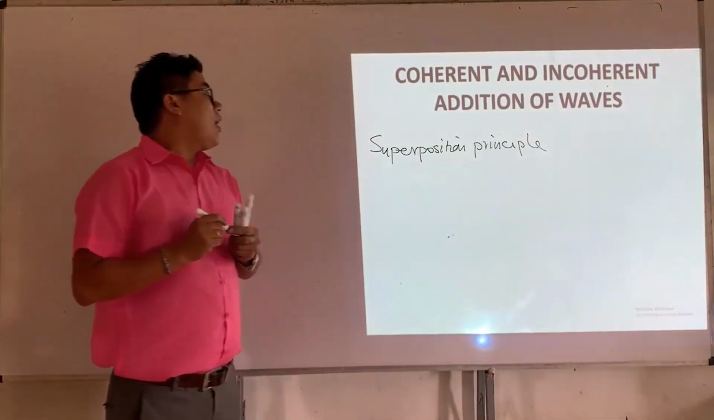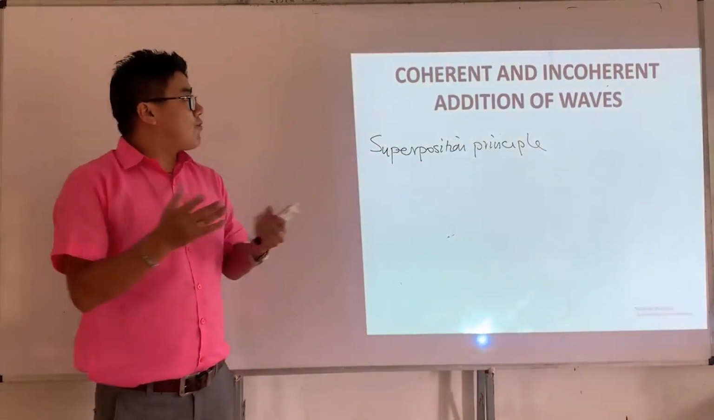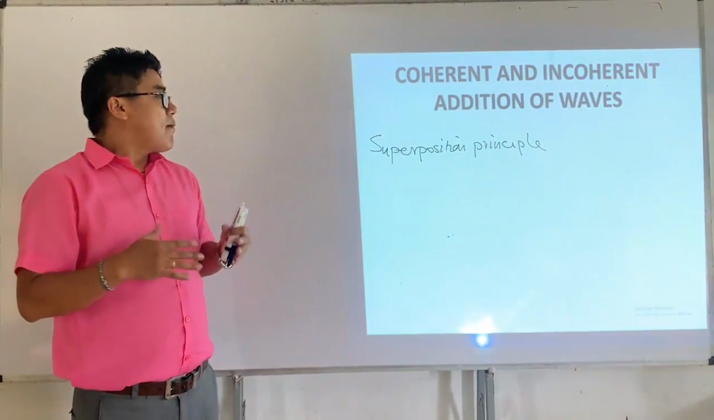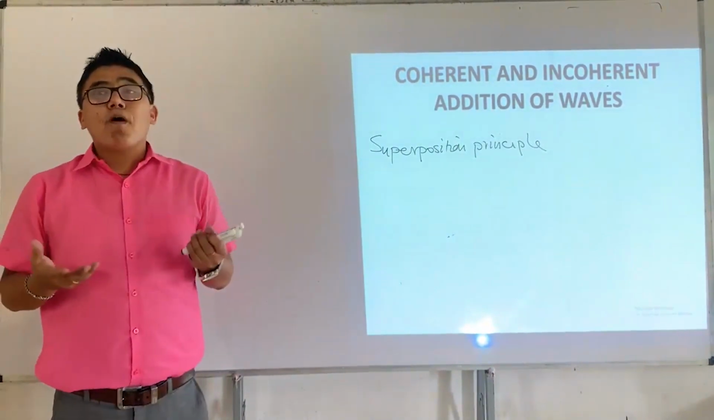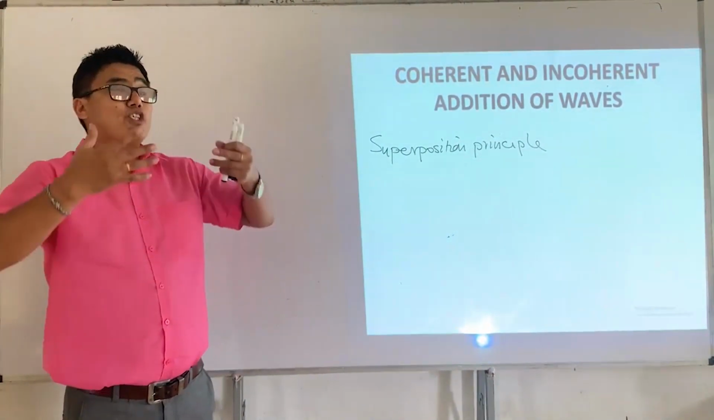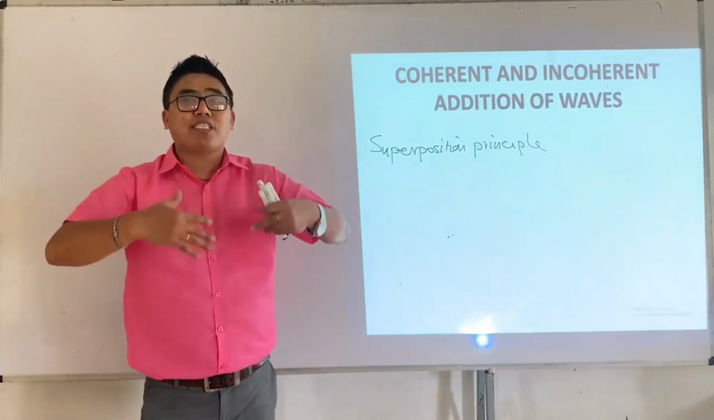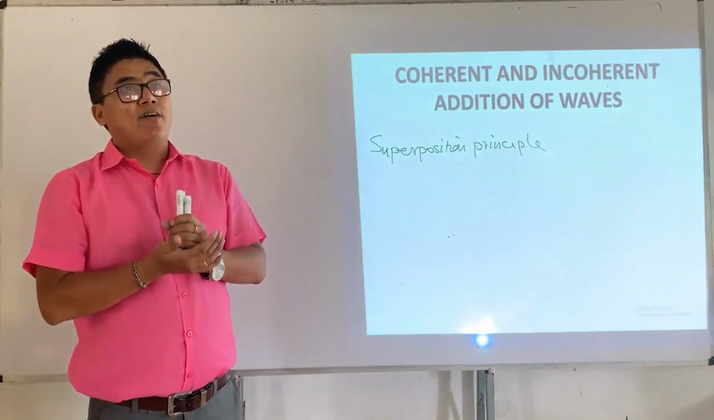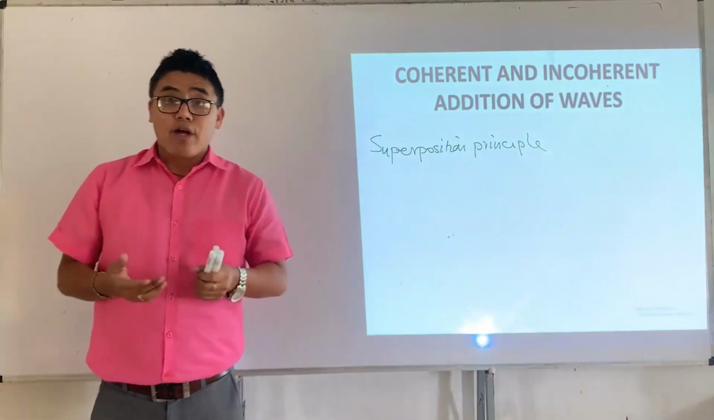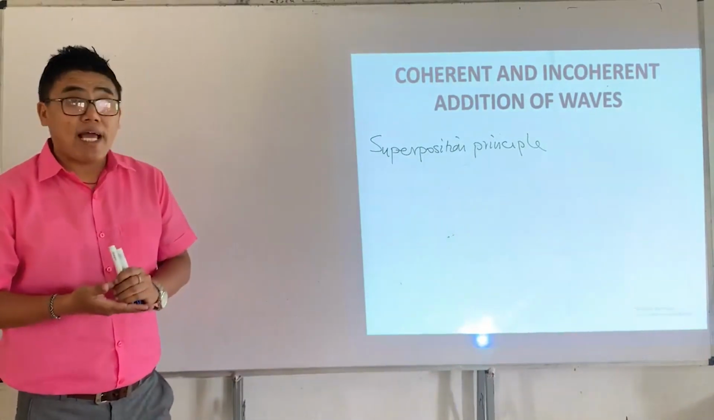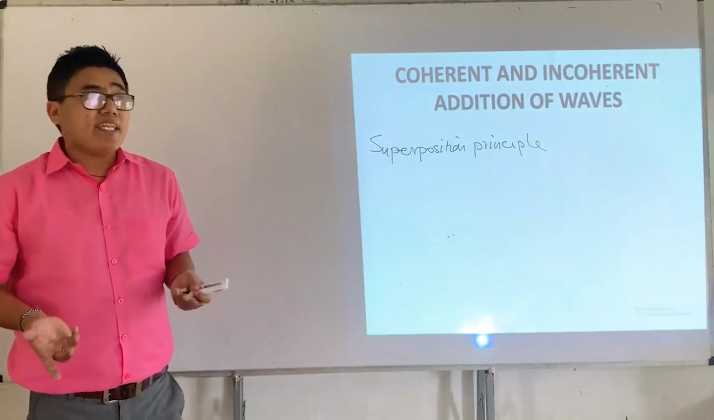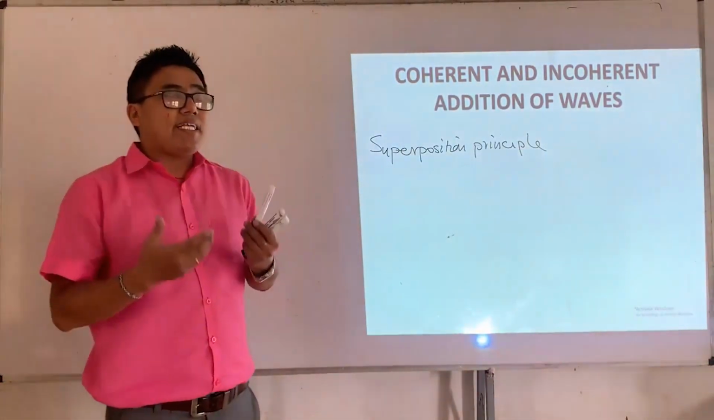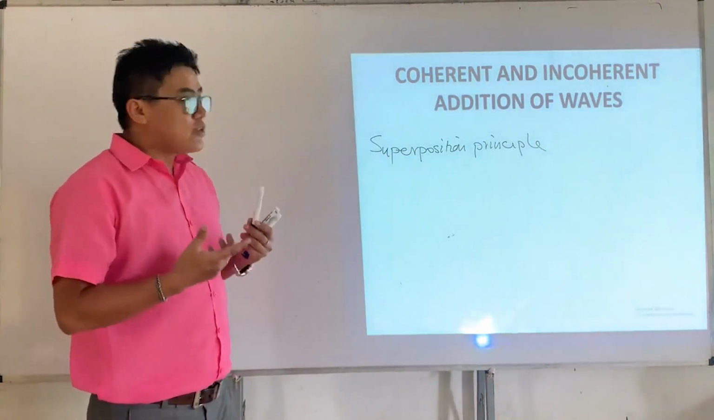What we get is the interference pattern of light by using the superposition principle. The superposition principle is a principle under which two waves combine with each other. So this is what we are going to do, which we call interference. How do we get interference? We get interference by adding two waves.